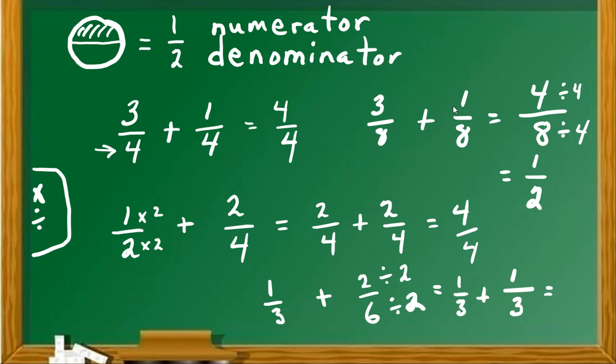And we can add the tops now. 1 plus 1 is 2. The bottoms stay the same. This just simply tells us the type of fraction that we have. So they are thirds. So in this case, 1/3 plus 2/6 equals 2/3.